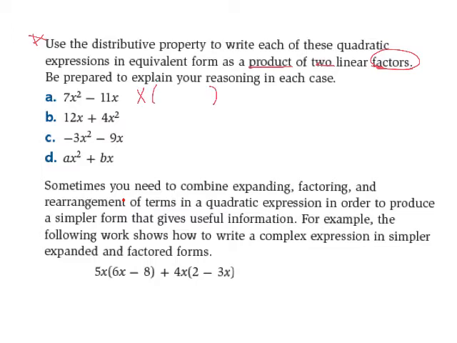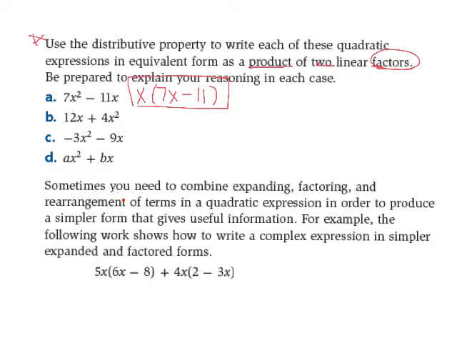x got distributed. So x times 7x would create 7x squared, and x times minus 11 would get back to 11x. This is the factored form, because it shows the multiplication of two pieces. Let's try part B.